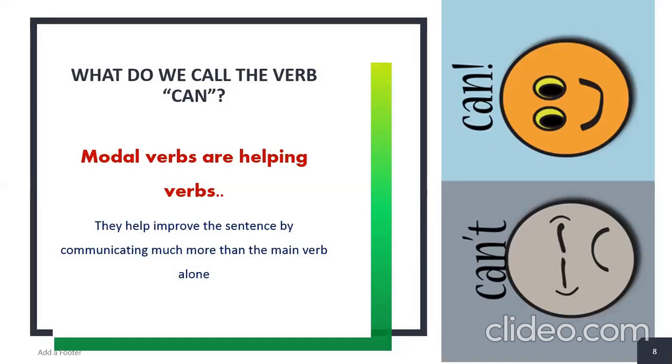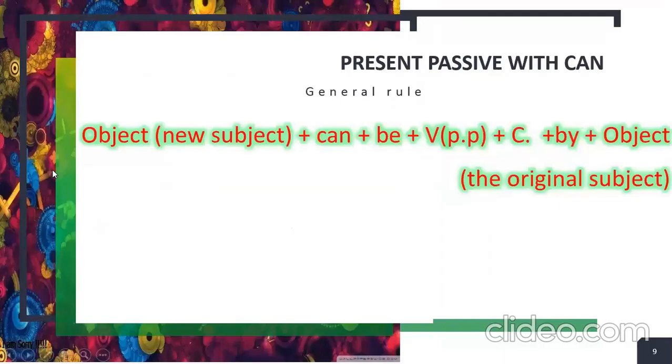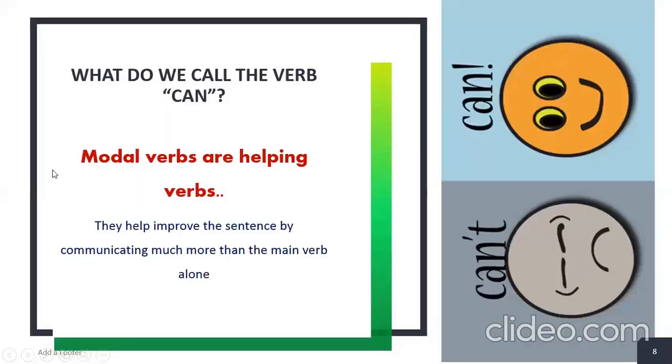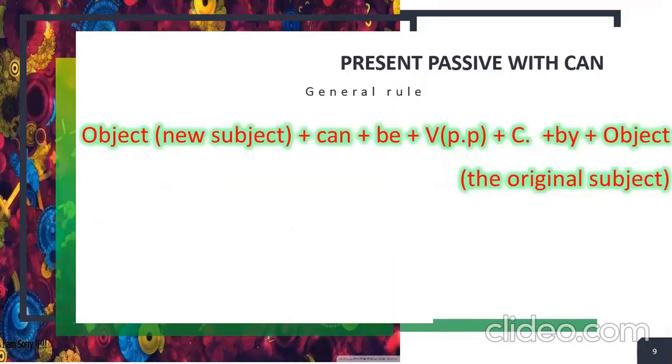Okay, so modal verbs are used, as we said, in a particular way in sentences in the passive voice. Now, the question is how to form a passive sentence using the modal verb can. The form is similar to the form it acquires in respect with other verbs. And this is the general rule for sentences using modals in passive voice.